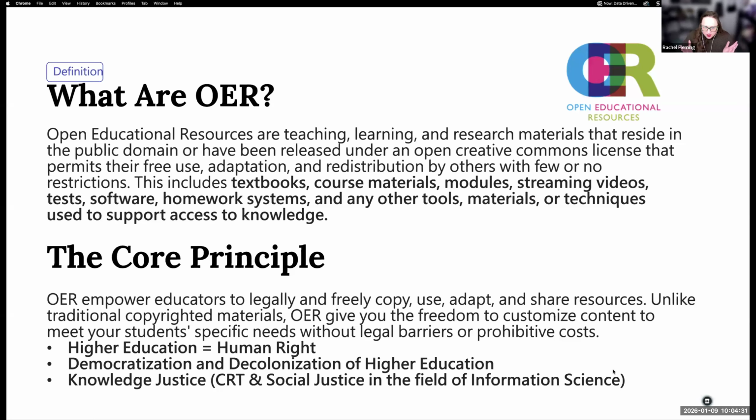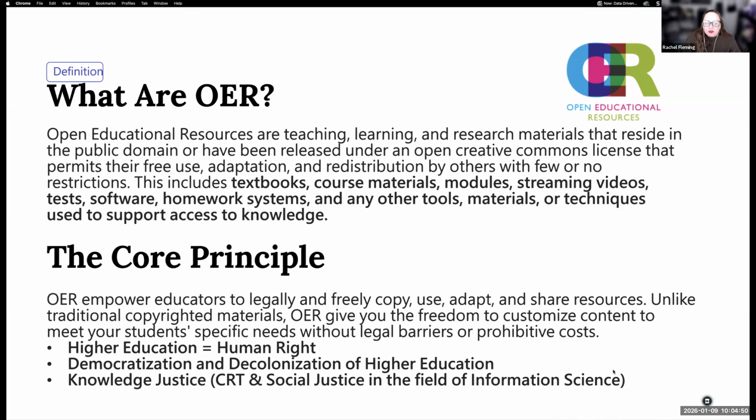So what is the definition of OER? OER are teaching, learning, and resource materials that reside in the public domain or have a Creative Commons license. I'm just reading this for y'all. It's anything. It can be textbooks, course materials, modules, videos, homework systems, anything that supports access to knowledge.